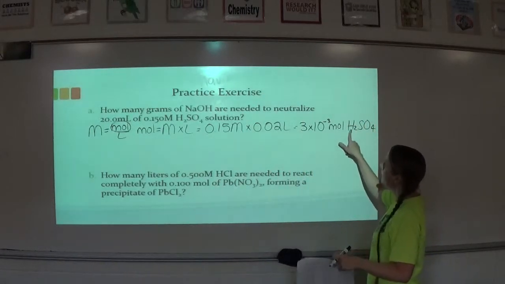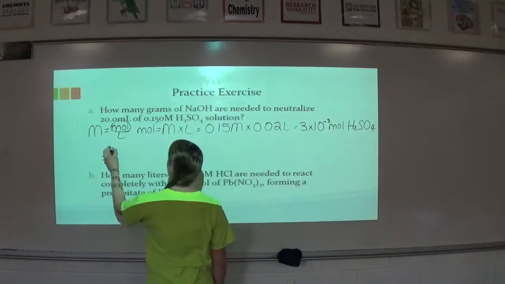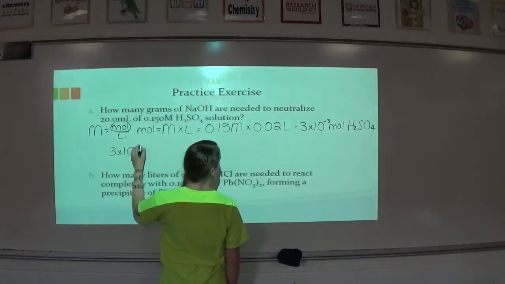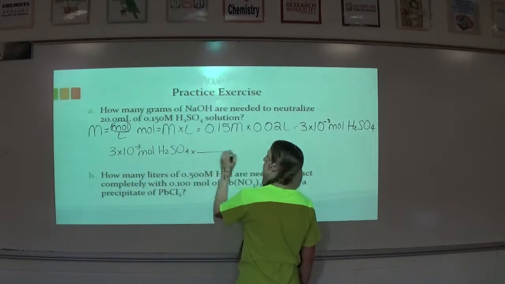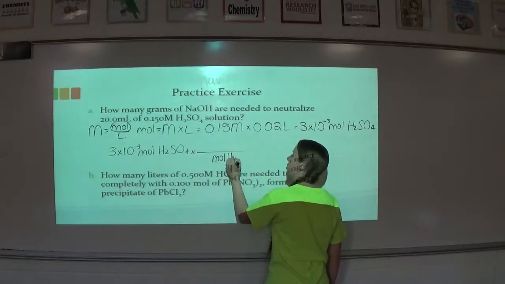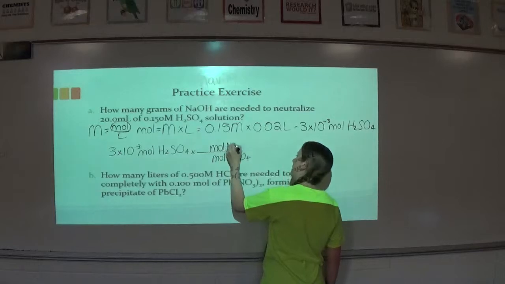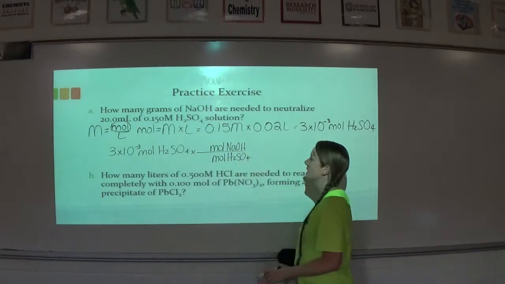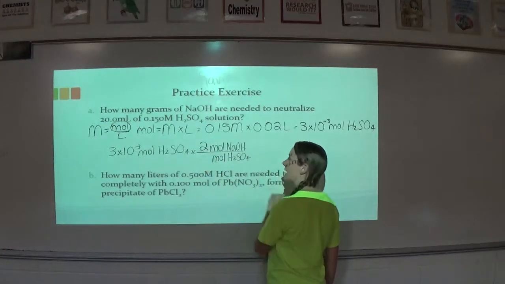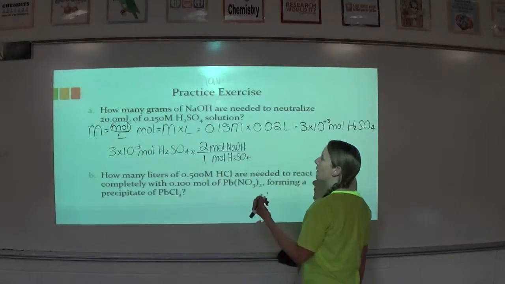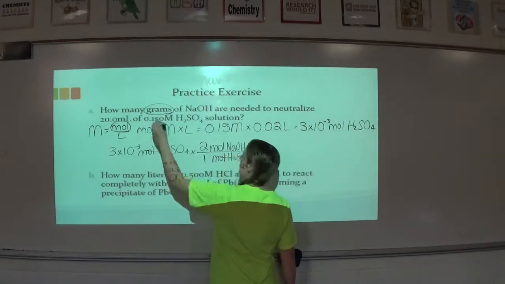Okay, but we're trying to get from H2SO4 to NaOH. So that's where I need to use my mole ratio. So 3 times 10 to the negative 3 moles of H2SO4. So I know moles of H2SO4 have to go on bottom, and I'm trying to get to moles of NaOH, so I have to figure out that mole ratio. Well, I have 2 H's and 1 OH, so I need a 2 here to have 2 OH's and a 1 here. But let's not stop there because it doesn't ask for moles of NaOH, it asks for grams.